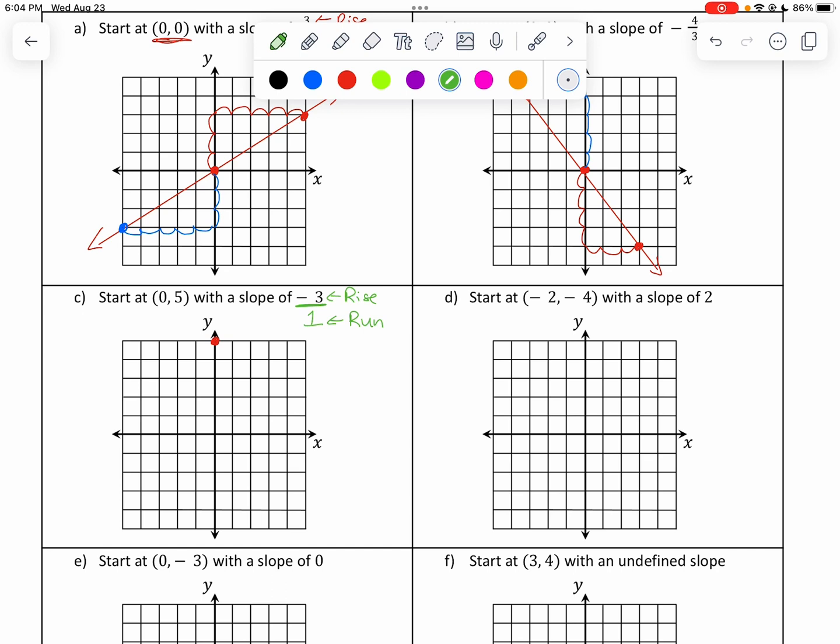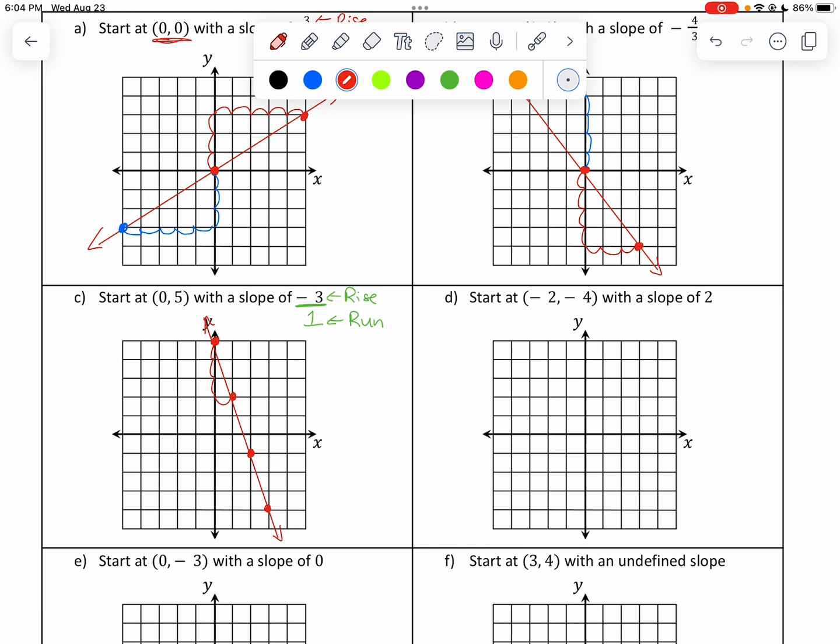Whenever you don't see it there, remember that it really is there. We just need to remember that it's over 1, meaning it's a run to the right of 1. So from here, I'm going to go down 1, 2, 3, run to the right by 1. I'm going to continue plotting points, down 3, right 1, and then connect all of my points with a line that extends from the top to the bottom of the graph and has arrows on the end.